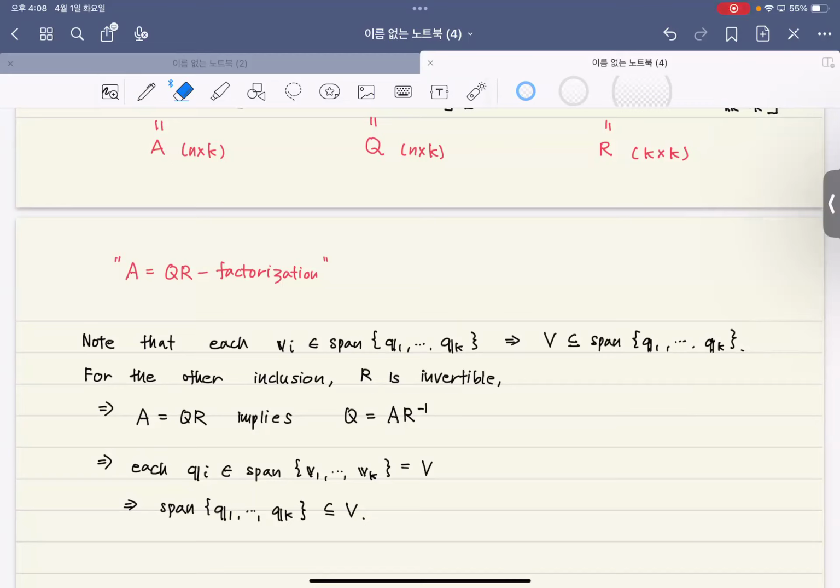So okay, let me summarize this. What is the Gram-Schmidt algorithm? The Gram-Schmidt algorithm gives you this: for any subspace and its basis, it is going to give you an orthonormal basis of the space. Yeah, that's it.